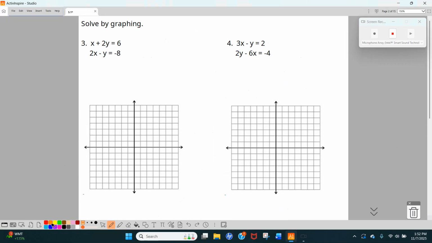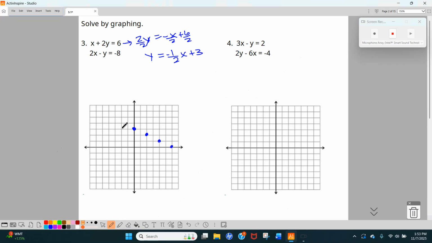All right, so solve by graphing. If I take this first one, in order to graph, we like to have it in slope-intercept form, what most people prefer. So we're going to subtract x from both sides and then divide everything by 2. So y is equal to negative 1/2 x plus 3. So we will start at 3 on the y because that's the y-intercept and then go down 1, right 2 to get some more points.